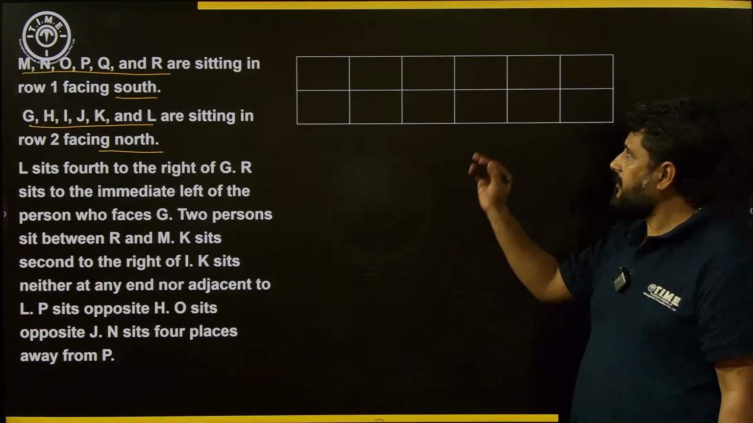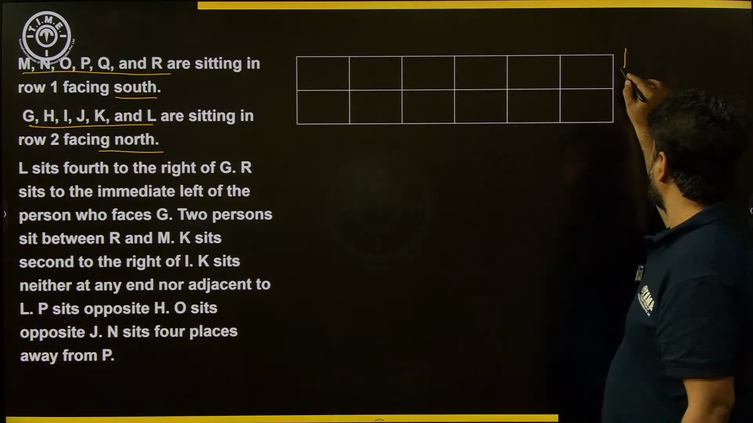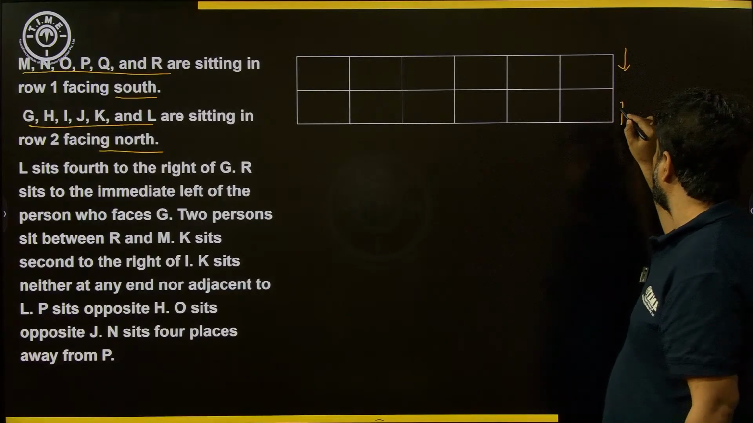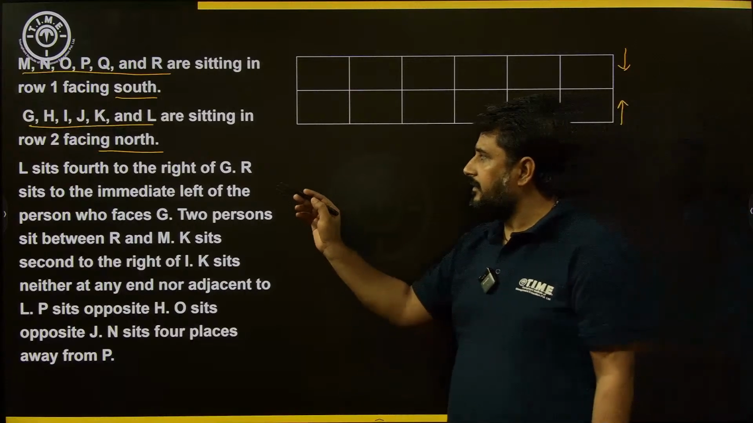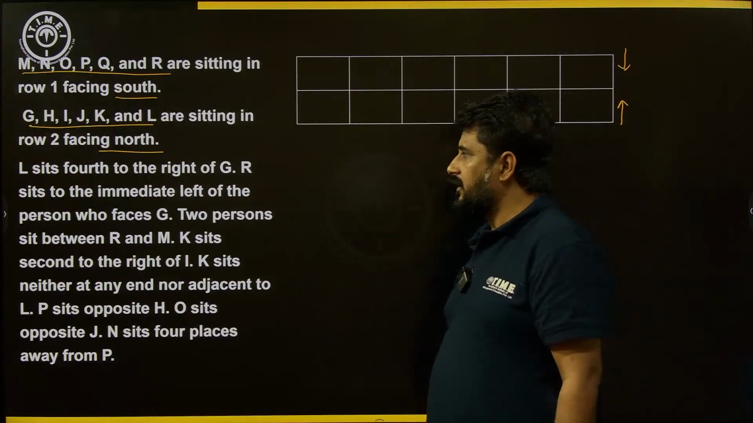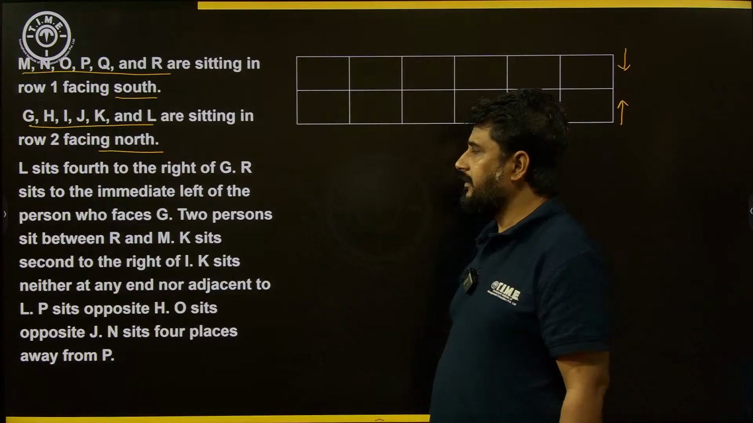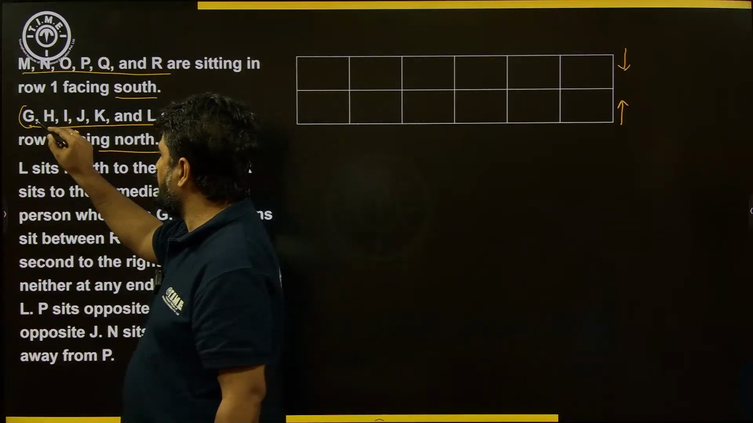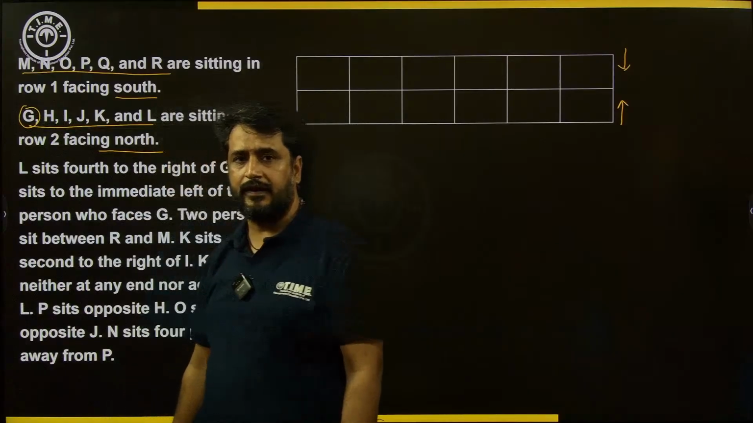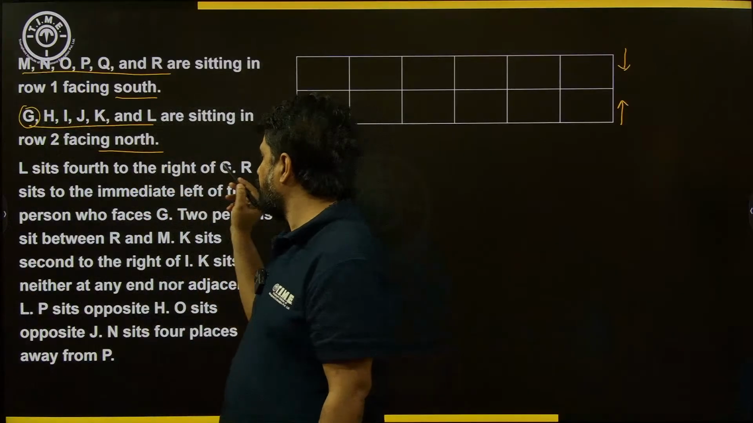All right. This is a basic structure. Here the people are facing south and here the people are facing towards north. L sits fourth to the right of G. What we have? L sits fourth right of G. And we know very clearly G is facing north.